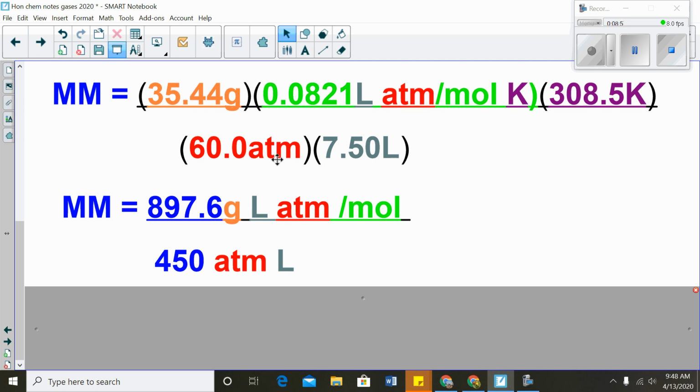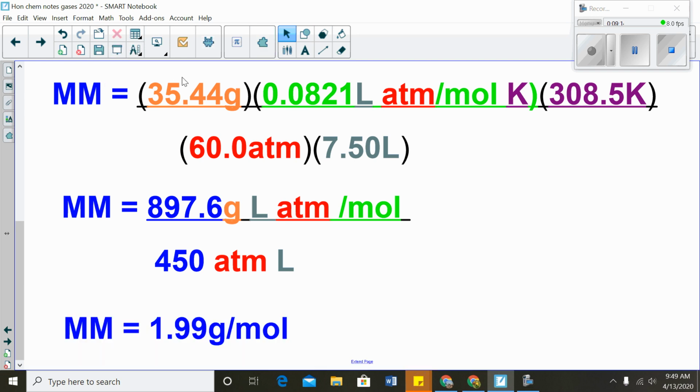And now I also multiply the bottom. 60.0 atm times 7.50 gets me 450. Atm doesn't go anywhere, liter doesn't go anywhere. So I multiplied everything on the top, multiplied everything on the bottom. The next step will be to divide. Okay, so when you divide, it's 1.99. Now, how come I have this gram/mole? Liter cancels, atm cancels, gram per mole is what I'm left with.